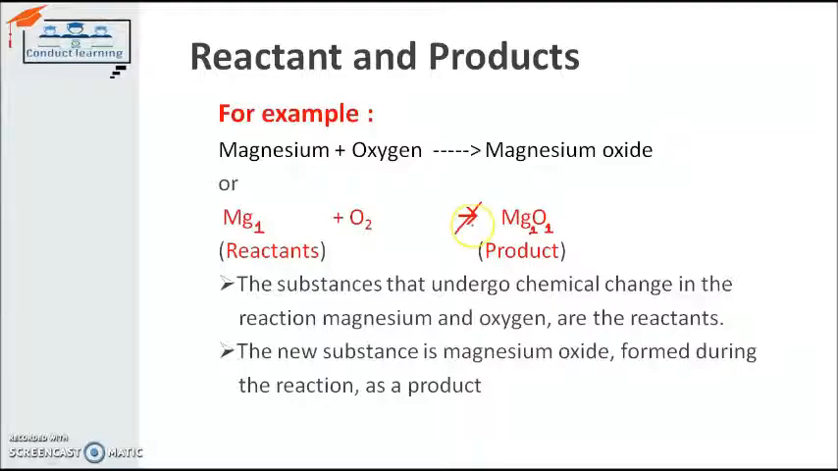If oxygen also had two atoms here, we could say the equation is balanced, but it is not.